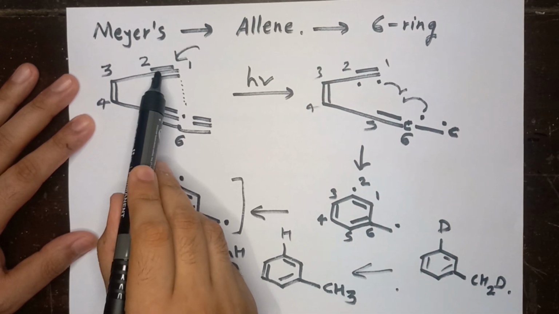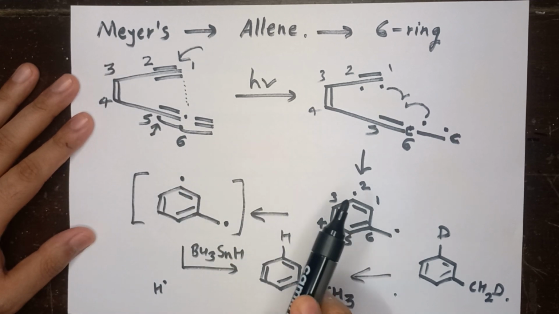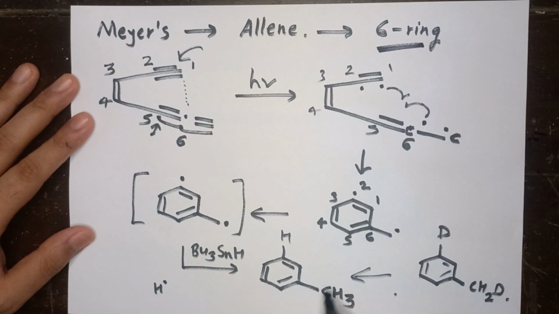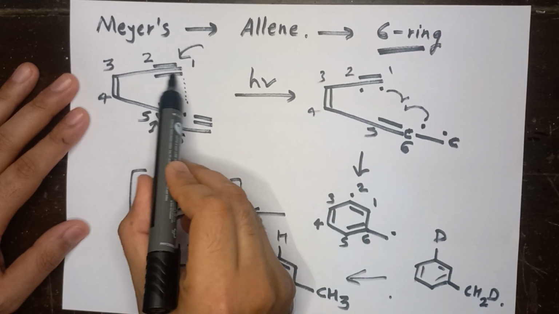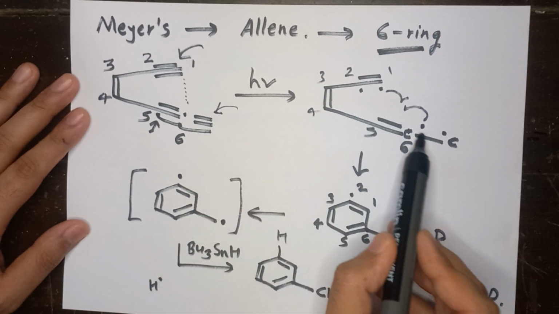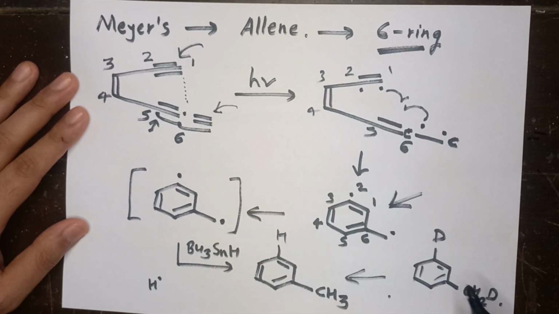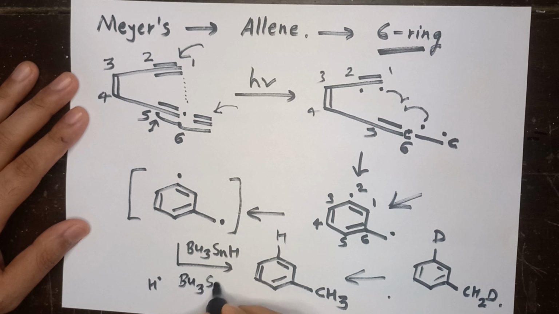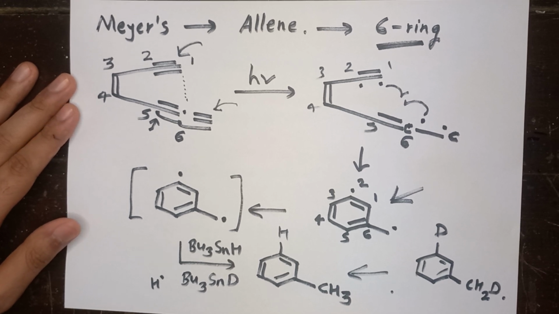So this is what we call the Myers cyclization. You need to spot your alkyne and allene. As soon as you see the allene, you know it's a Myers cyclization, and you are still going to form a 6-membered ring. Correct? So when I shine light on it, one of the bonds of the allene will be converted into radical form, and the outer part of the allene will be converted into a radical. The radicals at carbon number 1 and 6 will cyclize to give this. So this is the intermediate. If I use tin hydride, the respective position will get hydrogen. If I use deuterium instead of hydrogen, the respective position will get deuterium. So this is what we call the Myers cyclization.